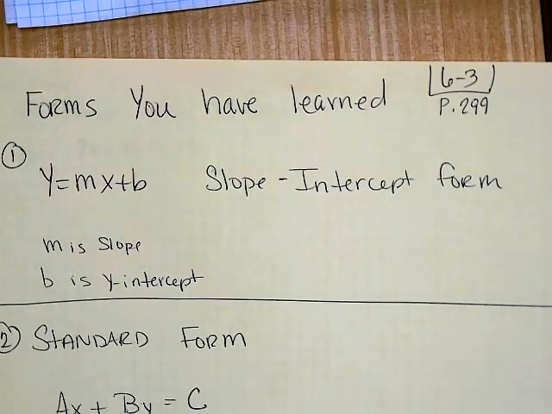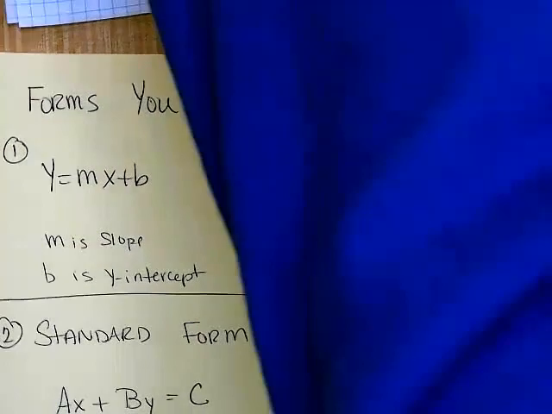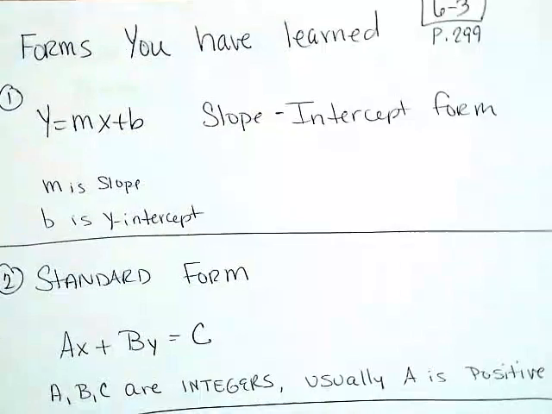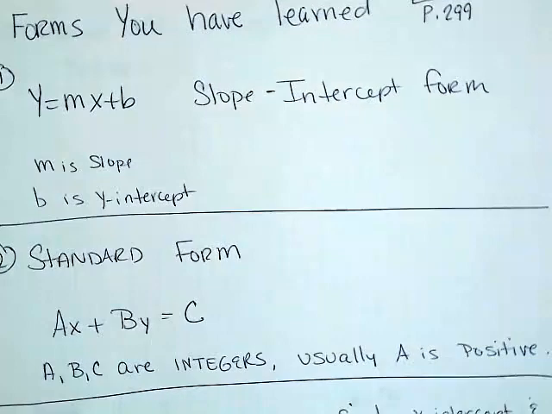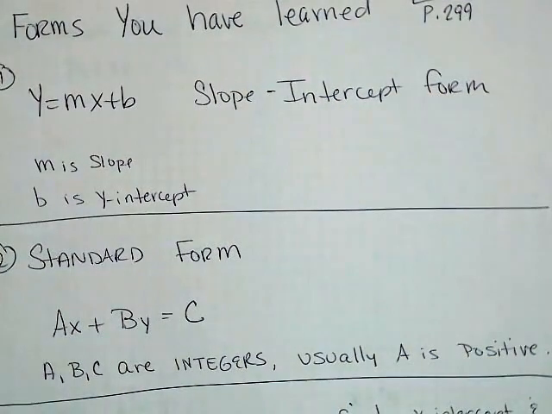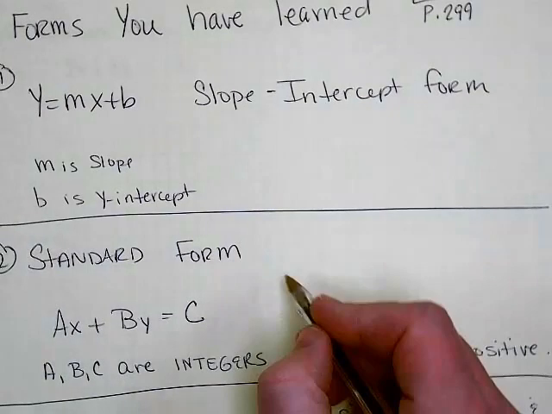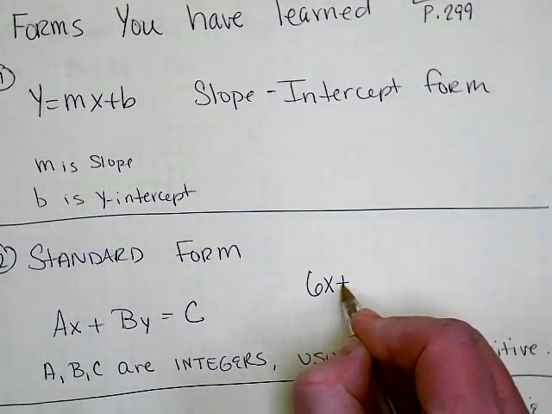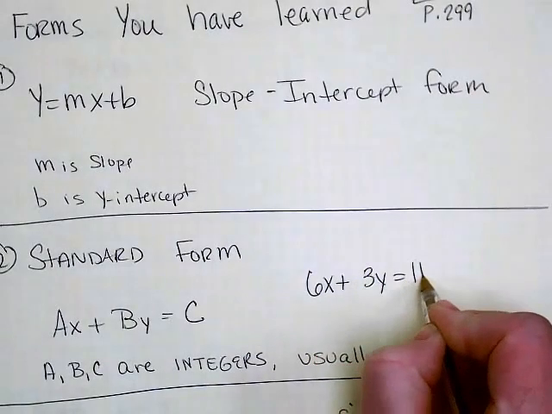There's another form that's important for us to be able to use, and it's called standard form. Standard form is given ax plus by equals c. Now, a, b, and c are just regular numbers. They're integers, which means there's no fractions or decimals, and a is usually positive. An example might be 6x plus 3y equals 11.